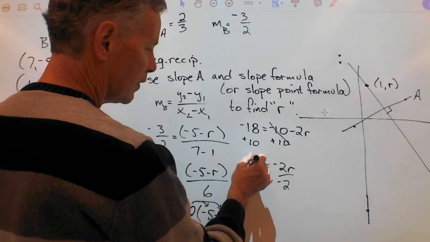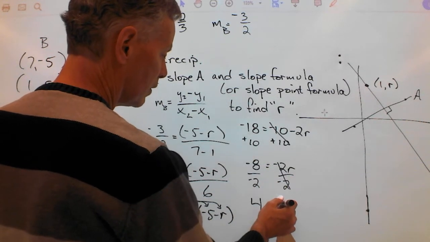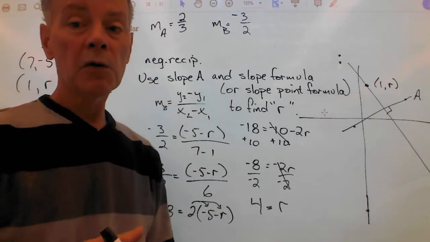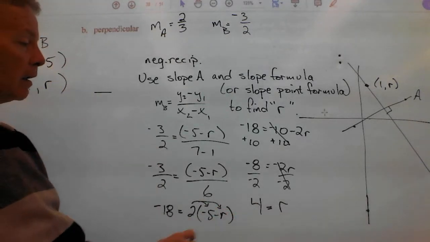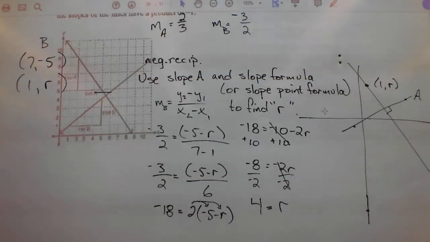And that gives us negative 8 divided by negative 2 is 4, equals r. So I guessed 5, it's 4, close enough. Okay? So our value of r in the case of the perpendicular line is 4. Moving right along.